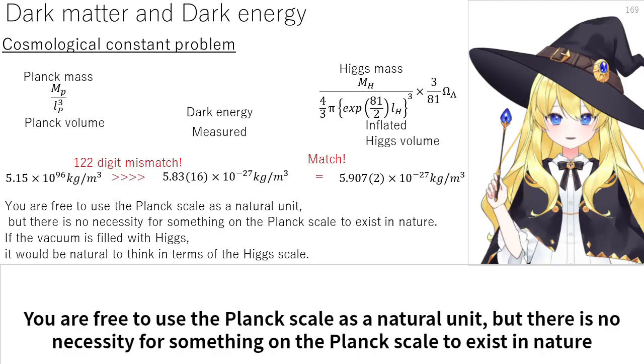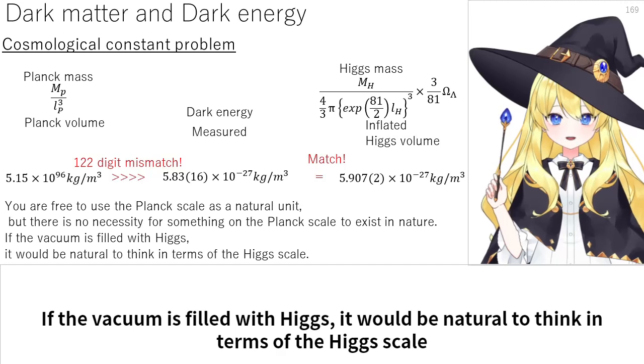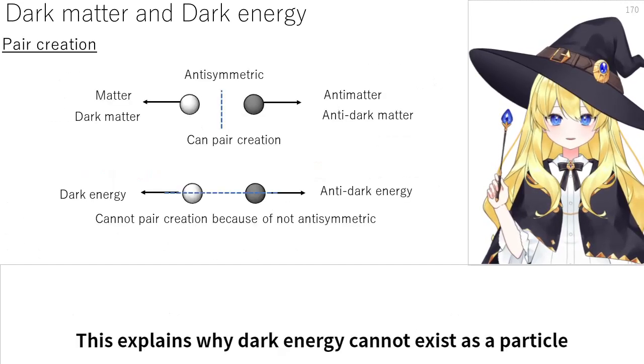You are free to use the Planck scale as a natural unit, but there is no necessity for something on the Planck scale to exist in nature. If the vacuum is filled with Higgs, it would be natural to think in terms of the Higgs scale. This explains why dark energy cannot exist as a particle.